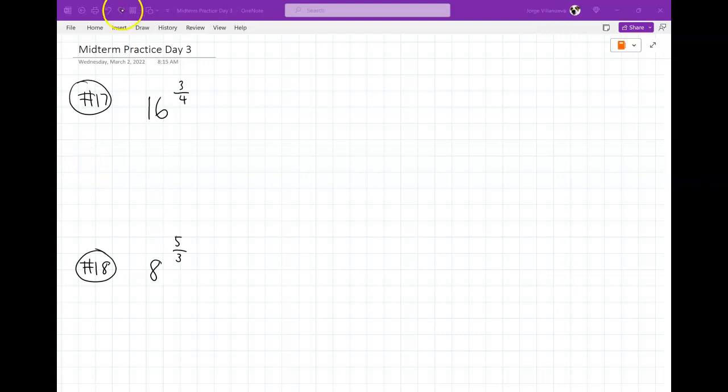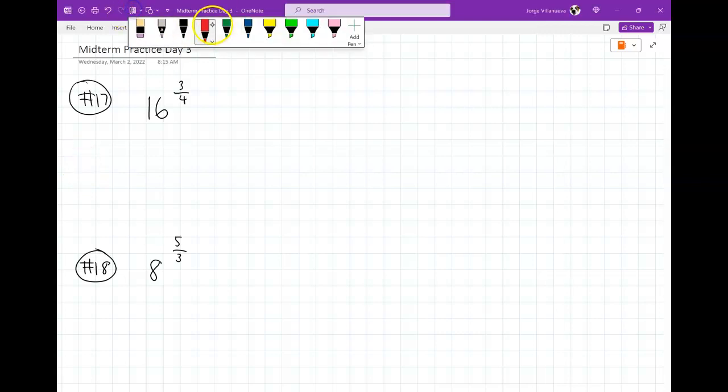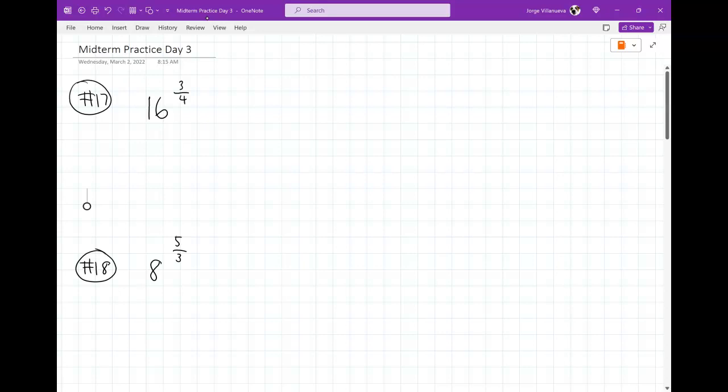All right, so for midterm practice day number 3, you are going to be able to just use your calculator for this problem. It's not a big deal, but since I don't have one right now, I'll just show you what it looks like to do it by hand. But please get your calculator, 16 to the power of 3/4, and you're good. Okay? So this is what it would look like, though, if you don't do it that way.